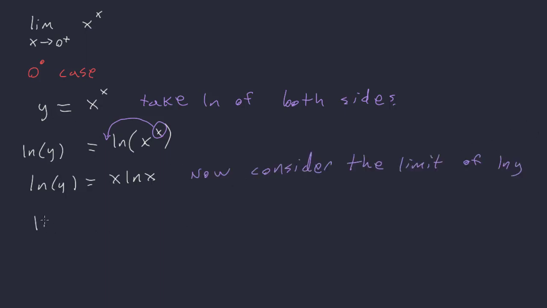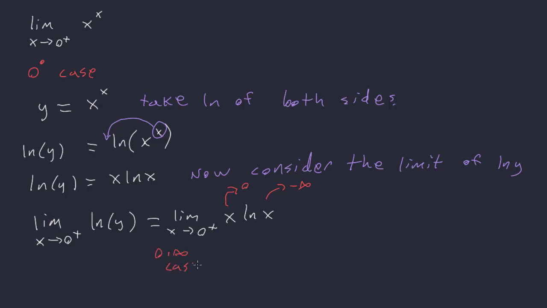Okay, so we're going to look at the limit as x goes to 0 from the right of the natural log of y. So that will be the limit as x goes to 0 from the right of x ln x. Now this is a 0 times infinity case, right? x is going to 0. Natural log of 0 is going to negative infinity. So this is a 0 times infinity case.